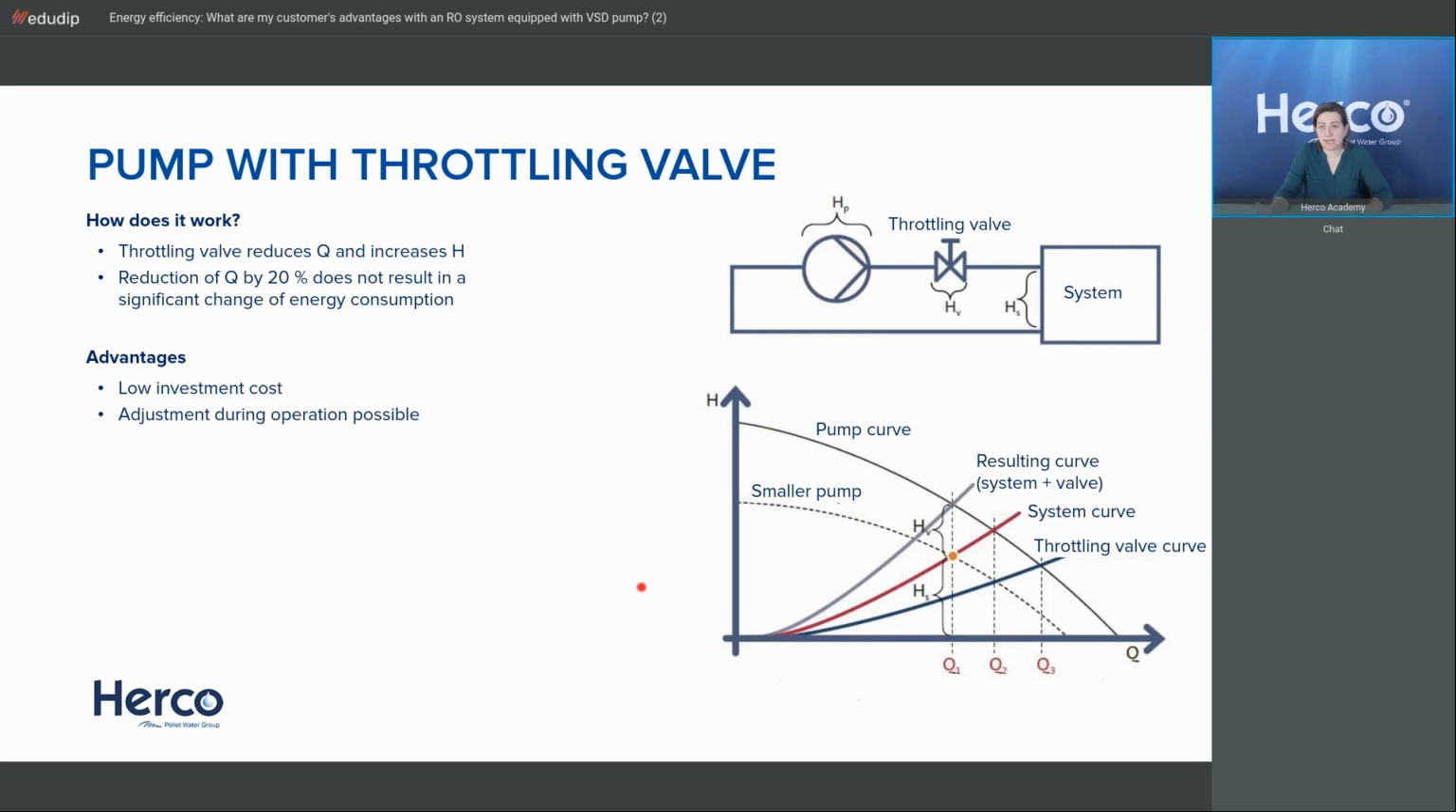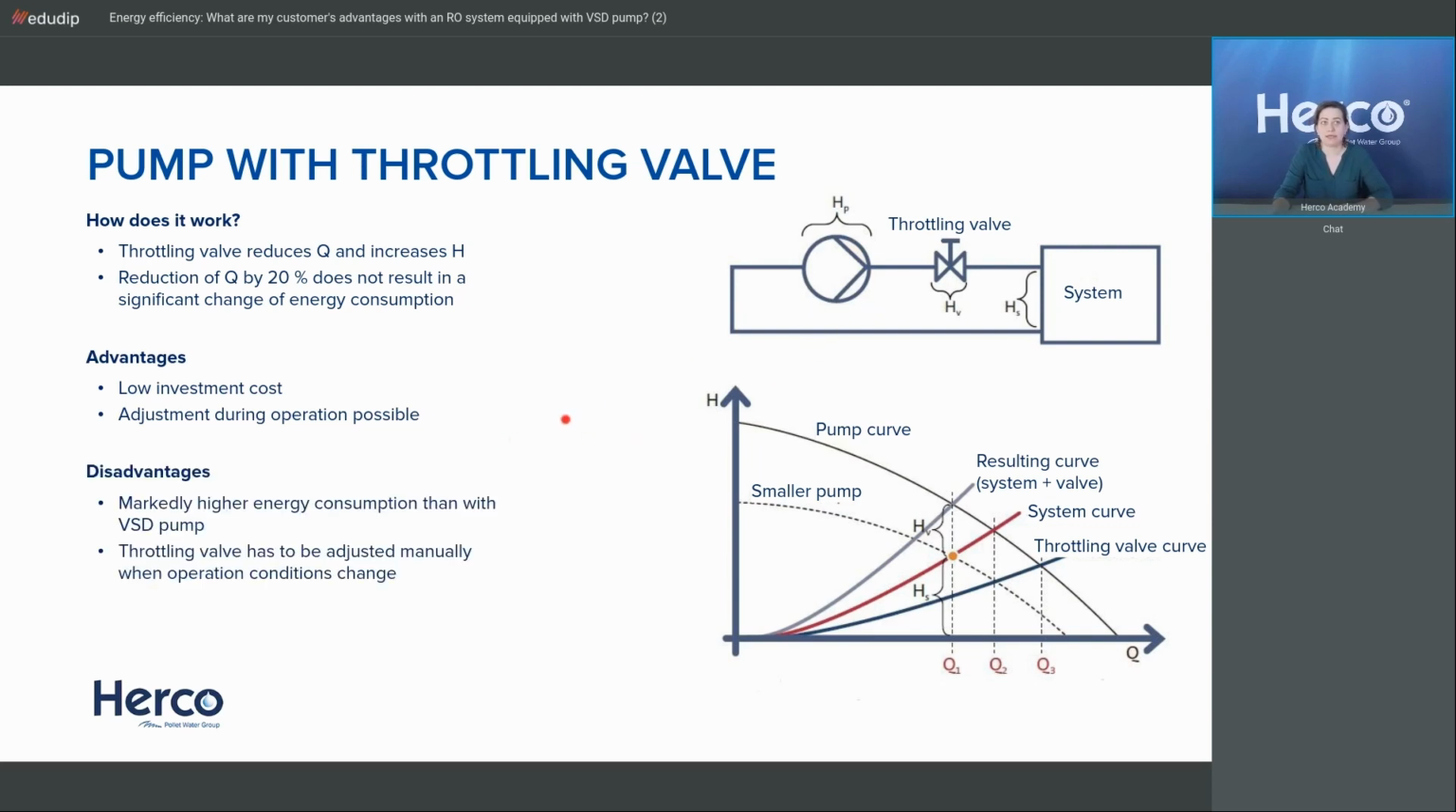So the advantage of this sort of solution with the throttle valve is, yes, it's low investment cost. You can adjust during operation. It's a simple system really, but you have a markedly higher consumption than with a variable speed drive. And also the throttling valve has to be adjusted manually. This is just a line for a certain position of the throttling valve. If the water gets colder again, if the TDS increases, then we have a different pressure loss of the system, and we need to adjust our throttling valve.